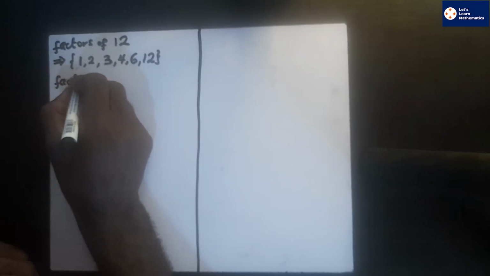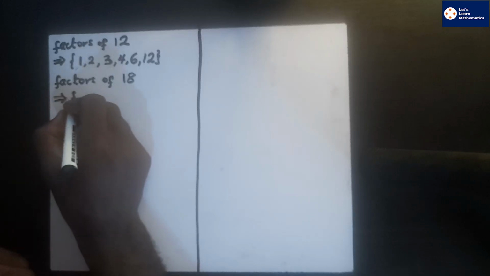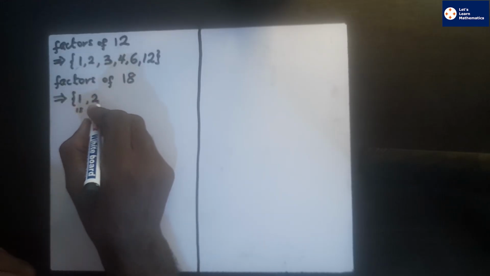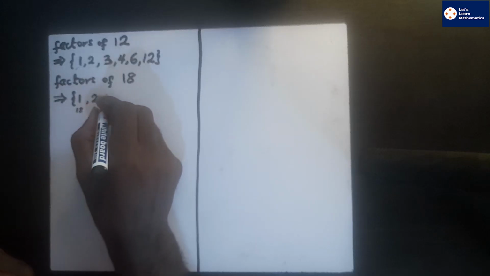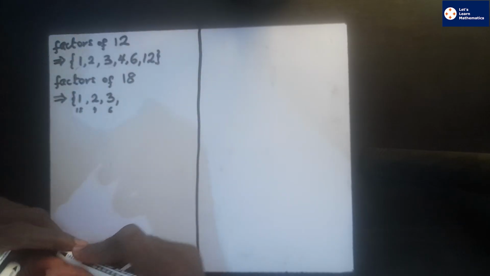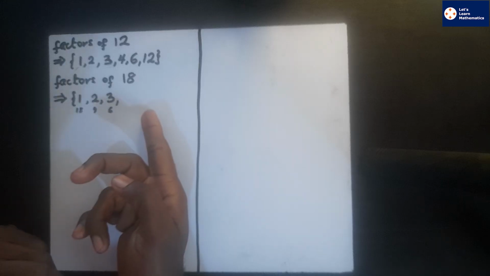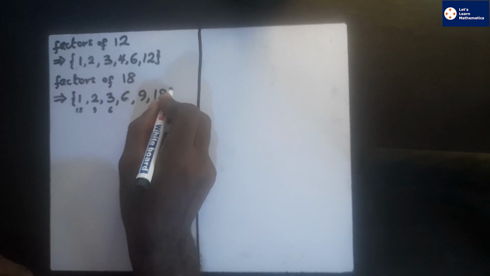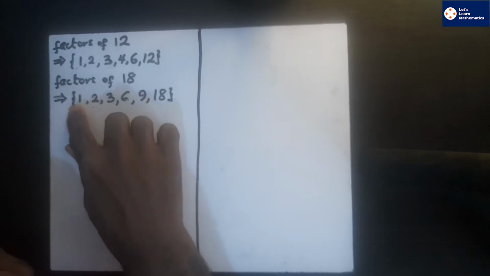Then the next one is factors of 18. The same thing that we did. The first one is 1, so 1 times 18. The next one is 2. 2 times 9 will give us 18. The next one is 3. 3 times 6 will give us 18. And we know that 4 cannot be a factor of 18, and 5 cannot be a factor of 18. So the rest of the factors are what we have down here: 6, 9, and 18. So these are the factors of 18. And you can clean this with your eraser.